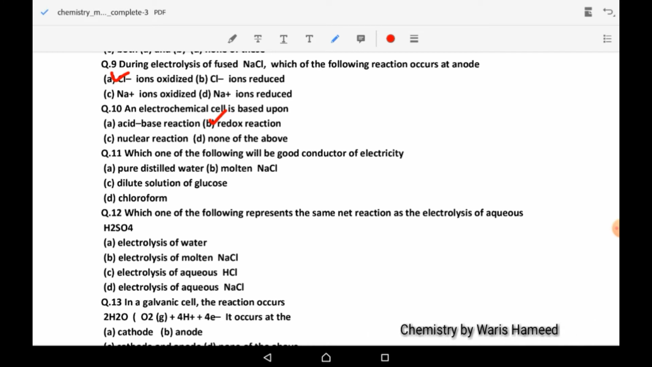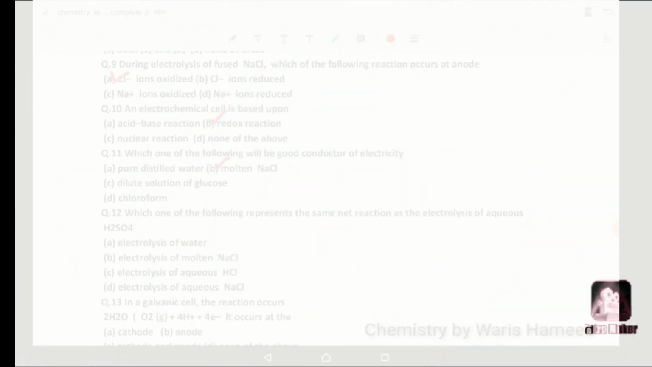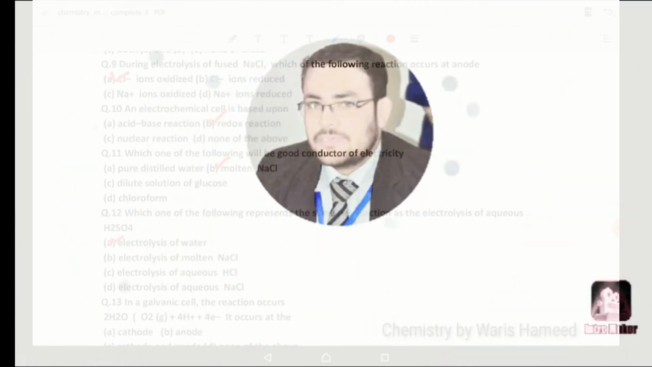MCQ number 11, which one of the following will be a good conductor of electricity? It's molten sodium chloride. Molten sodium chloride will be a good conductor of electricity. Question number 12. Which one of the following represents the same net reaction as the electrolysis of aqueous sulfuric acid? Electrolysis of water will show the same reaction.